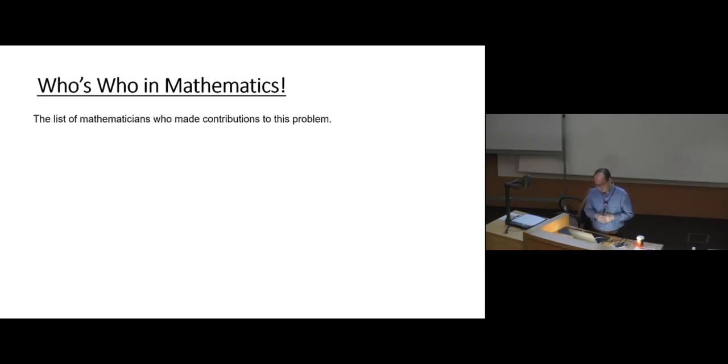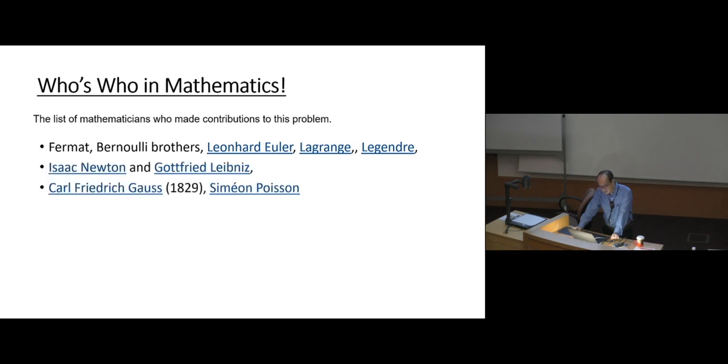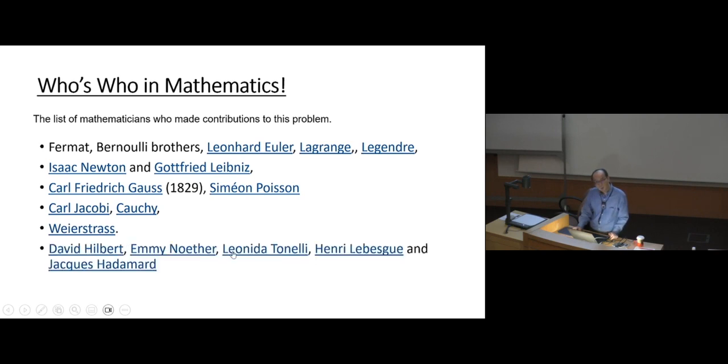The calculus of variations has a long history, and many mathematicians have made contributions to this subject. I will just list some of the very well-known ones: Fermat, the Bernoulli brothers, Euler, Lagrange, Legendre, of course Newton and Leibniz, Gauss, Poisson, Jacobi, Cauchy, Weierstrass, and also more recent ones. Almost all the famous mathematicians made contributions to this subject.